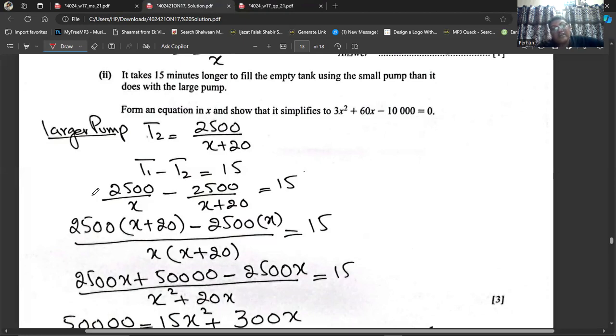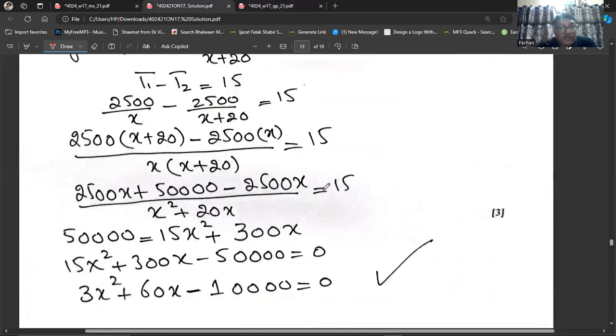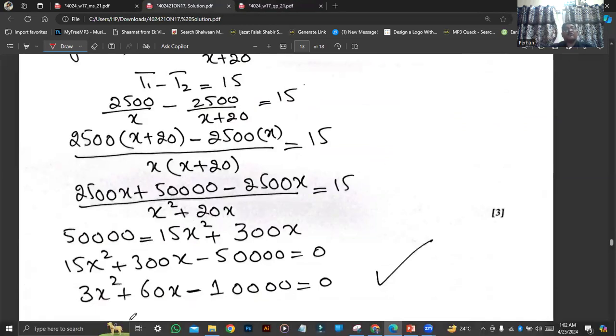So this is 2500 divided by x minus 2500 divided by x plus 20 is equal to 15. I will take the LCM, which will be x and x plus 20. So you will have 2500 multiplied by x plus 20 minus 2500x, so it will be 2500x plus 50,000 minus 2500x, divided by x square plus 20x, equals 15. Just cross multiply, so you will have 50,000 equals 15x square plus 300x. So 15x square plus 300x minus 50,000 is equal to 0.